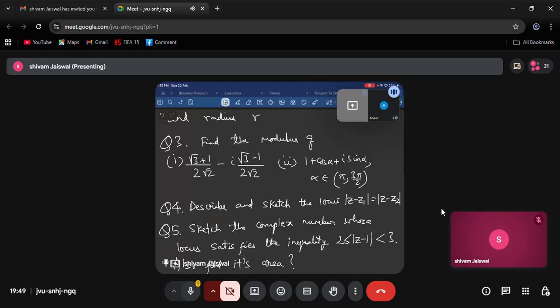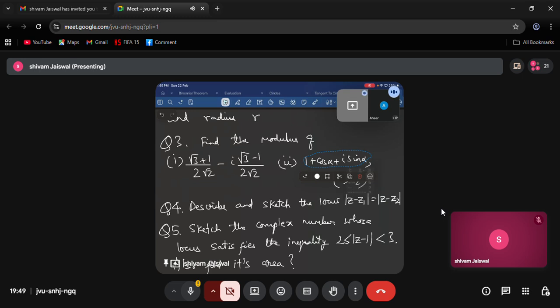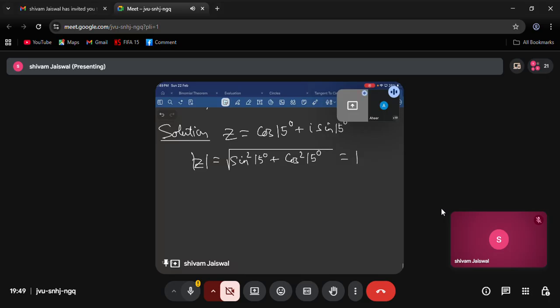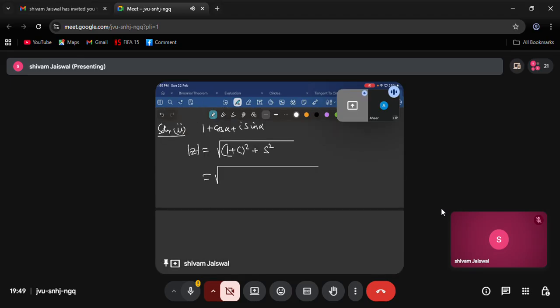Part 2 I am solving everyone. It is given 1 plus cos alpha plus iota sin alpha. You need to find out the modulus of this expression. So mod z will be equal to root over (1 plus cos alpha) whole square plus sine square alpha. This will become root over 1 plus 1, 2, 2 plus 2 cos alpha. So this will become root over 2 into (1 plus cos alpha), and 1 plus cos alpha is equal to 2 cos square alpha by 2. So this will become root over 2 into 2 cos square alpha by 2, which becomes mod of 2 cos alpha by 2.